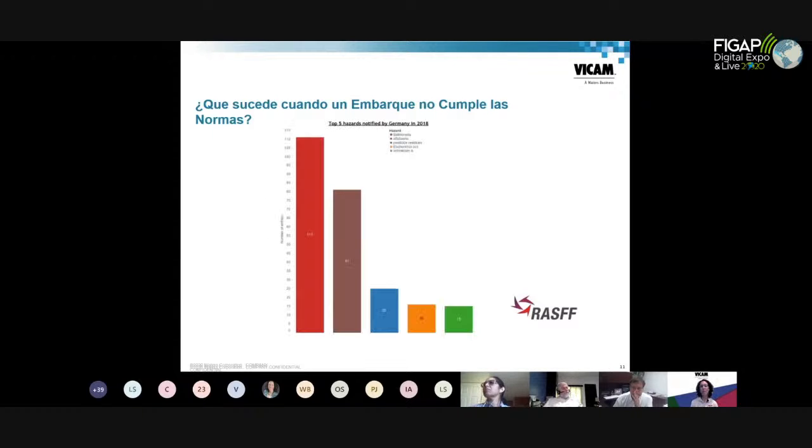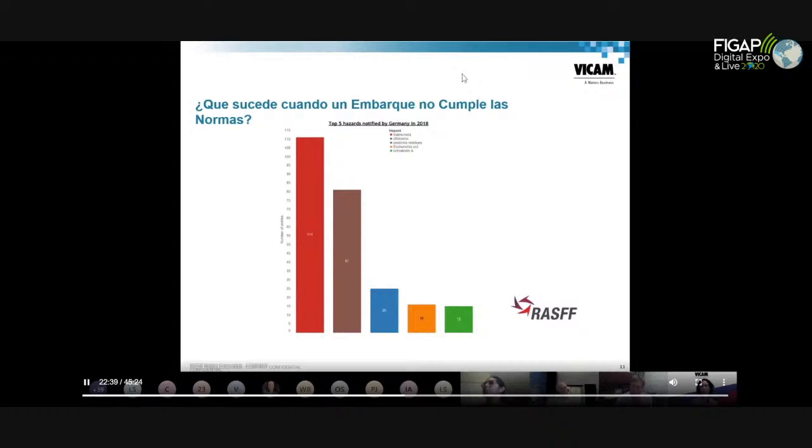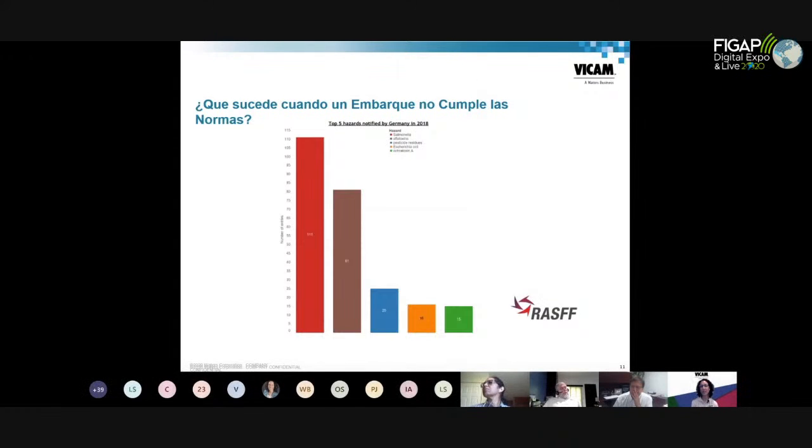And this is a list of the top 5 hazards that were notified from Germany in 2018, for imported food-related products. And you can see aflatoxin and ochratoxin were 2 of the top 5 notifications.